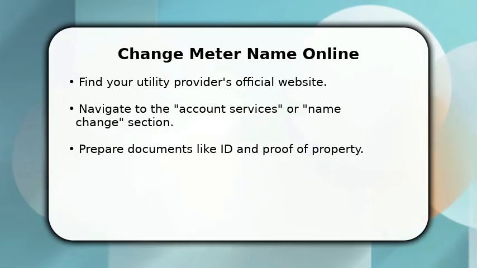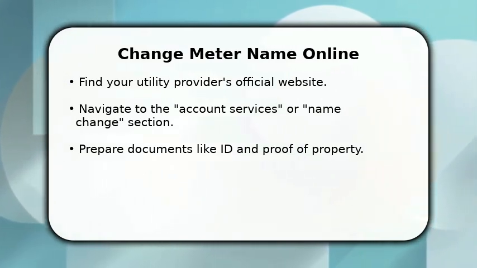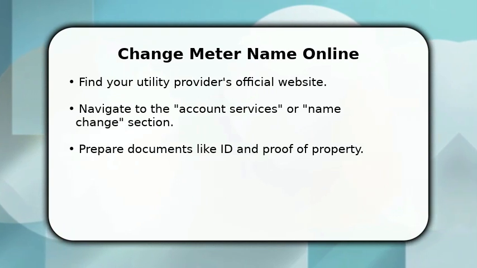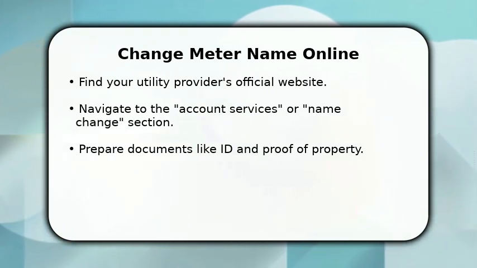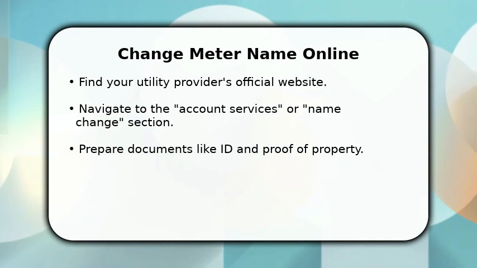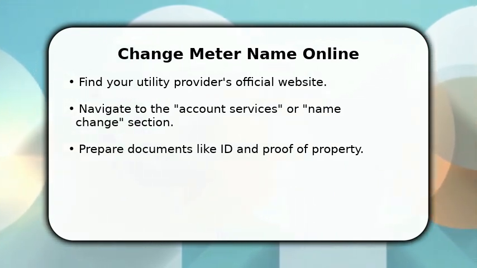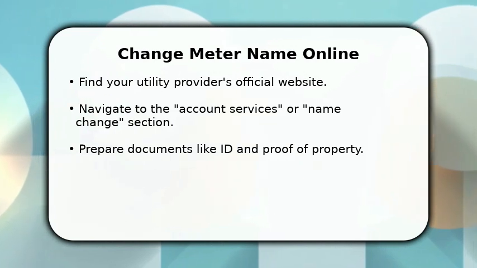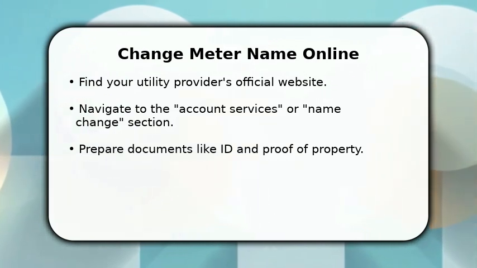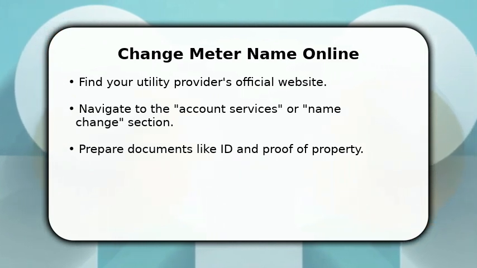In this video, I will explain how to apply for a meter name change online. First, you'll need to visit your specific utility provider's official website. Look for a section dedicated to account services or perhaps a direct link for name changes. Before you even begin the application, gather all necessary documents, such as a valid identification and proof of property ownership. This preparation will make the online application much smoother and faster for you.